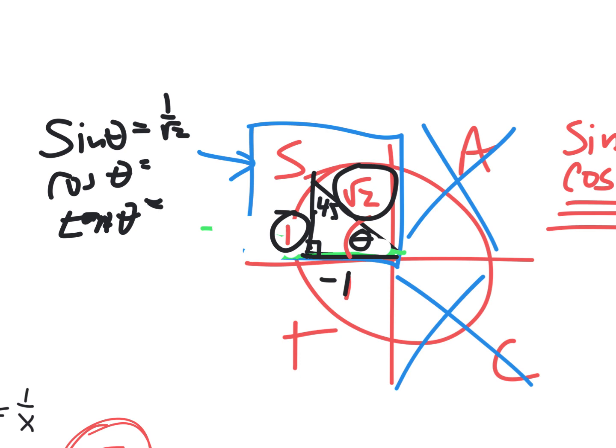Cosine is adjacent over hypotenuse. What's the difference? It's negative. And last but not least, TOA, opposite over adjacent. 1 over a negative 1 makes a negative 1.